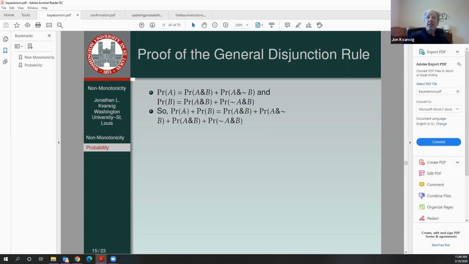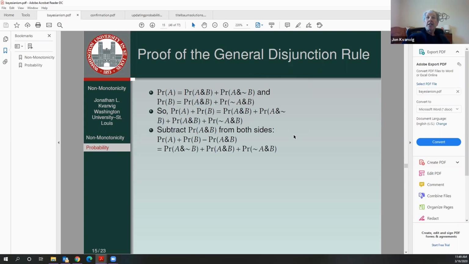Now, the probability of A plus B will then be the same by the logical equivalence principle as the probability of this plus the probability of this, since the top one is logically equivalent to A and the bottom one is logically equivalent to B. So probability of A plus the probability of B is just the sum of those two equivalent claims.